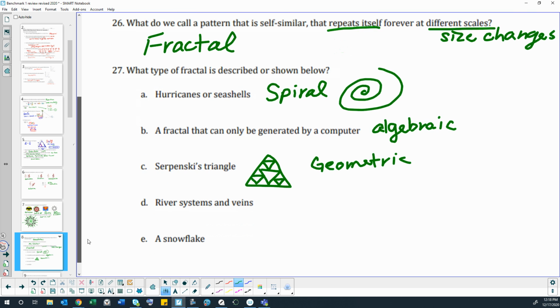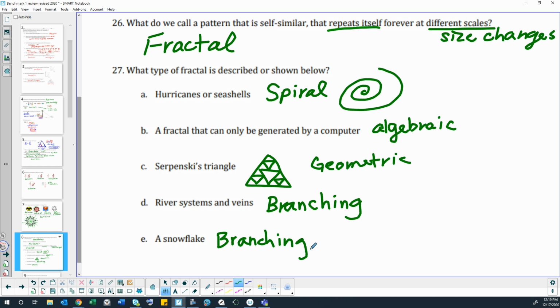And then things like river systems or veins in our bodies, where the veins can be bigger and then they branch out into smaller and smaller branches, are called branching fractals. So those are the 4 types of fractals. There's just the 4 types. So a snowflake would probably also be a branching fractal. The little ice crystals branch out.